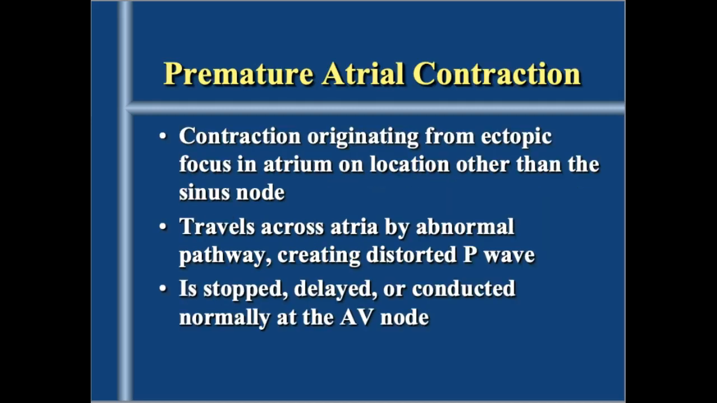So a premature atrial contraction, you'll hear these called PACs. These originate from an abnormal, or ectopic is another word for abnormal, focus in the atrium. Any location other than the SA node is basically an ectopic location. So you will see premature atrial contractions.